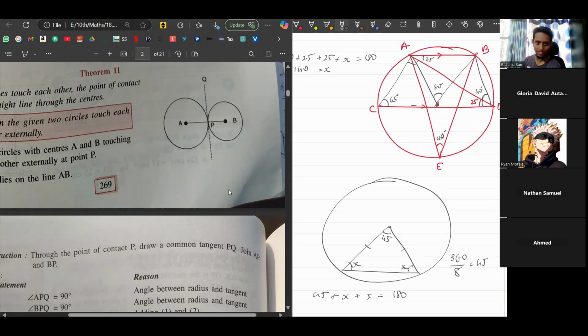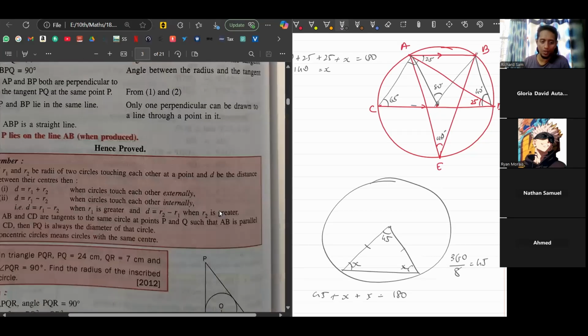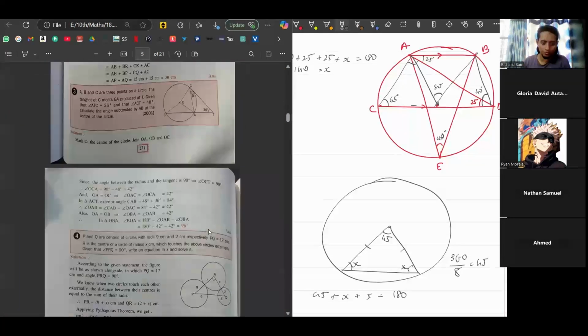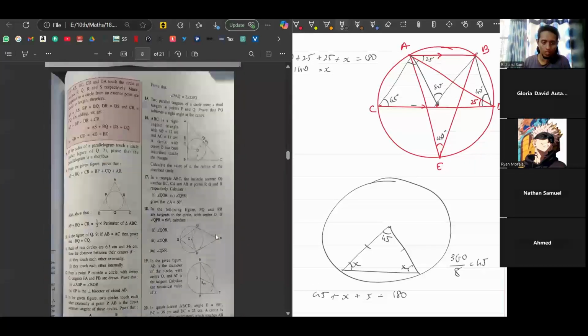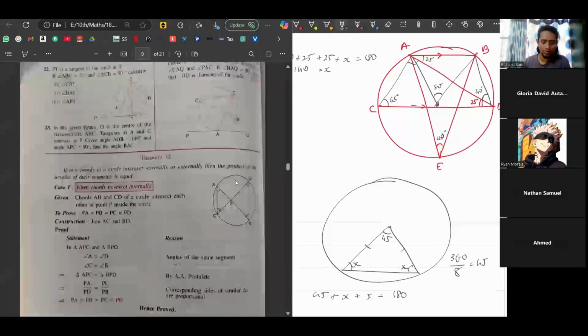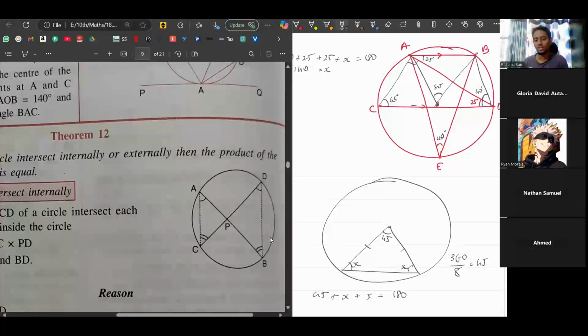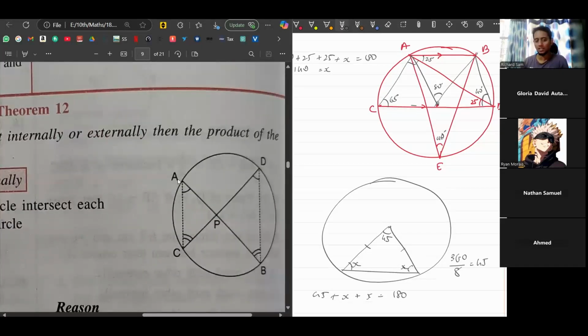But the tangent, see, the tangent that's drawn at this point will be perpendicular to the line joining the two sides. So that's 90 degrees. Then this theorem has nothing to do with angles. It's just the length of those chords.